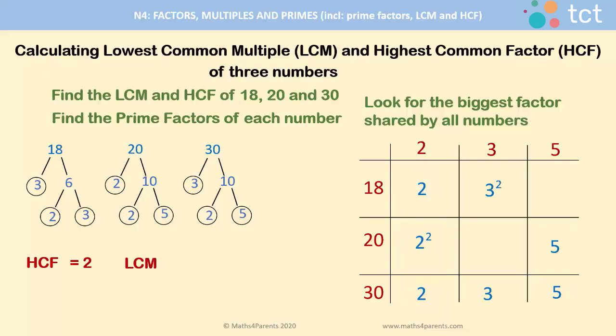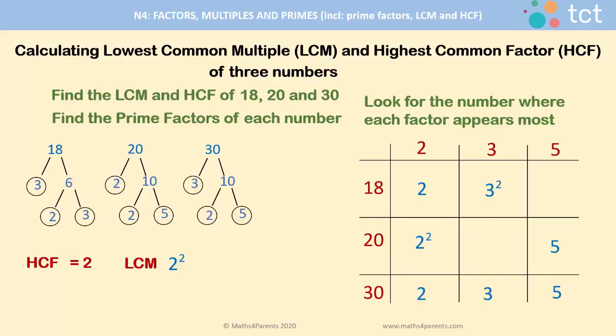To find the lowest common multiple is a little bit more complicated. Look for the number where each factor appears most. So if we look at the factor 2, we have 2 for 18, 2 squared for 20 and 2 for 30. So where it appears most is 20, where it's 2 squared. So that's the first number we're going to work with to find the lowest common multiple.